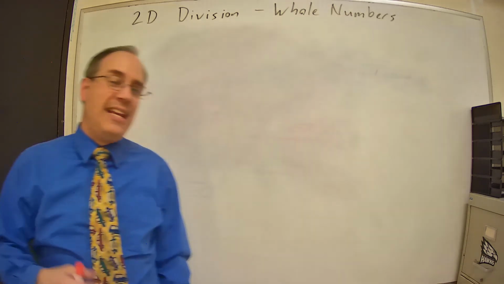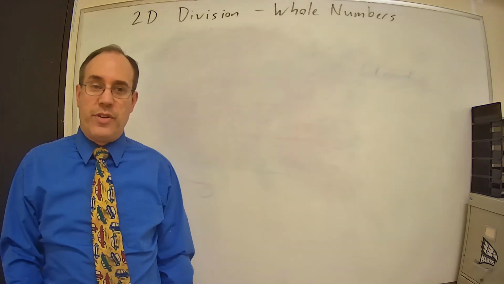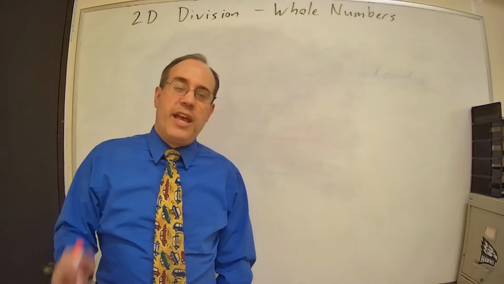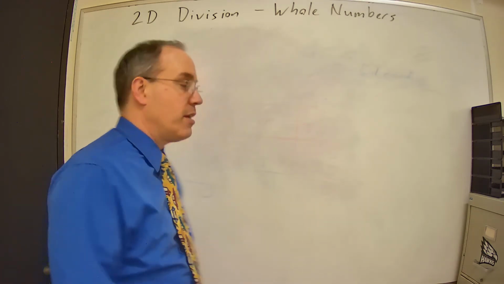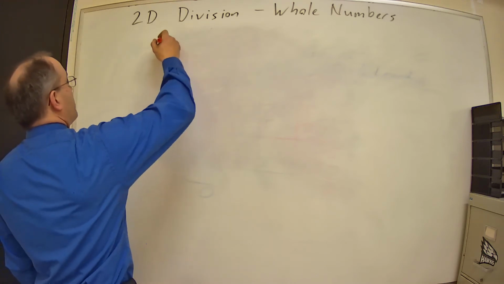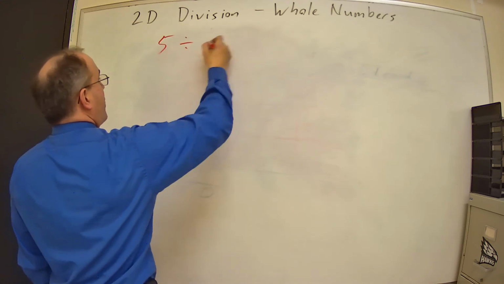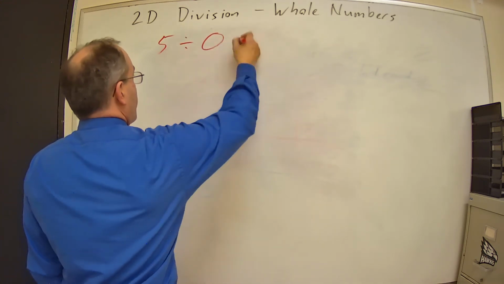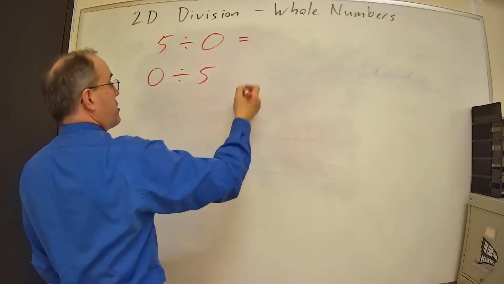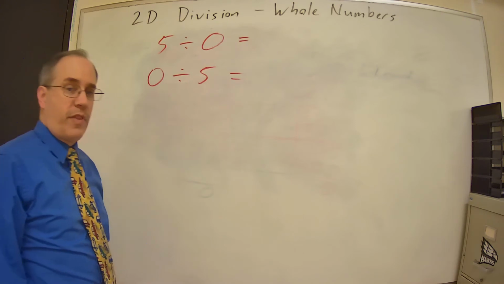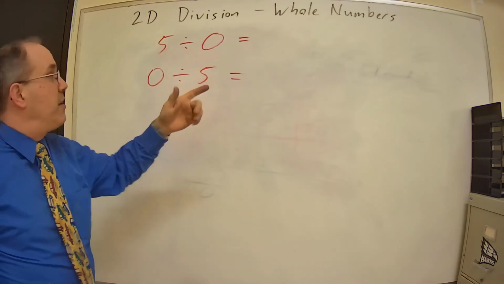Multiplication, I pointed out that anytime you multiply a number by 0, you're going to get 0 as the result. Well, division we have to be careful of because there's two ways that 0 could come into a division problem. We can have a number, 5, divided by 0, or we can have 0 divided by some number, such as 5. Now, these are going to yield two different things.